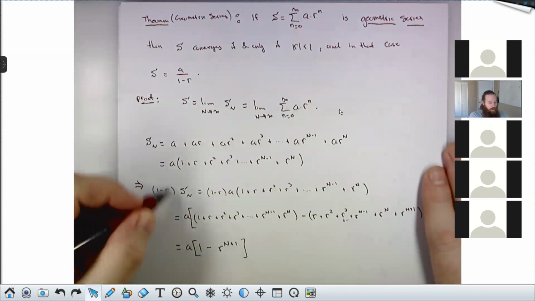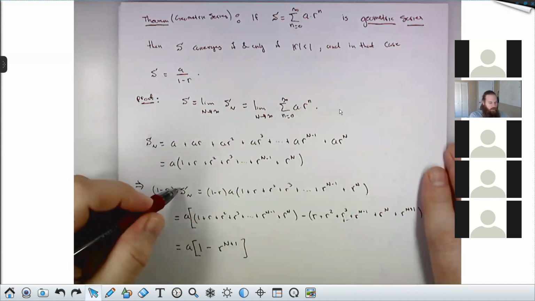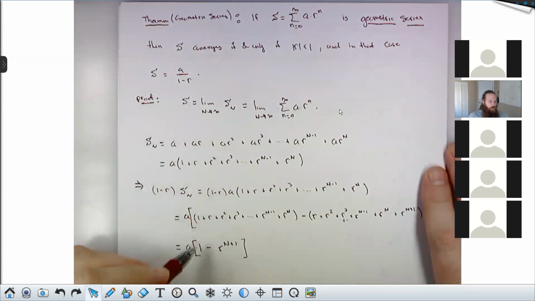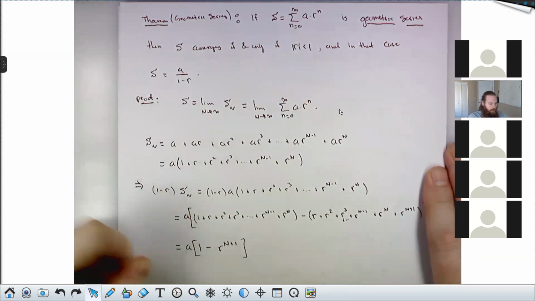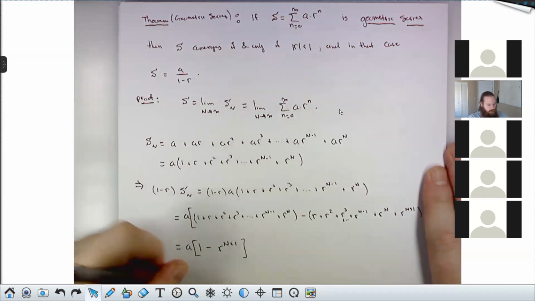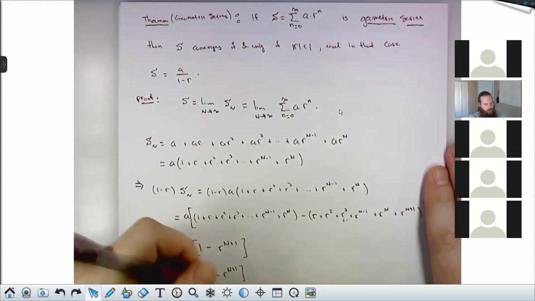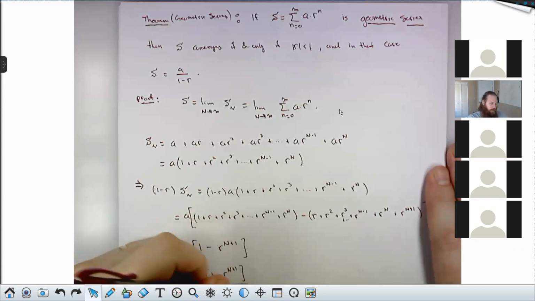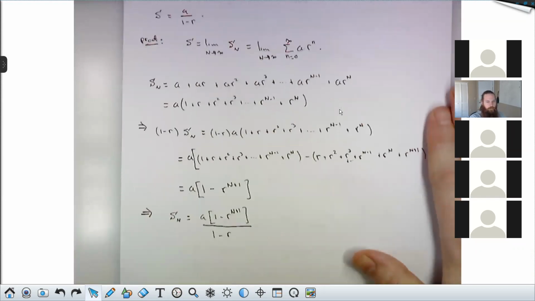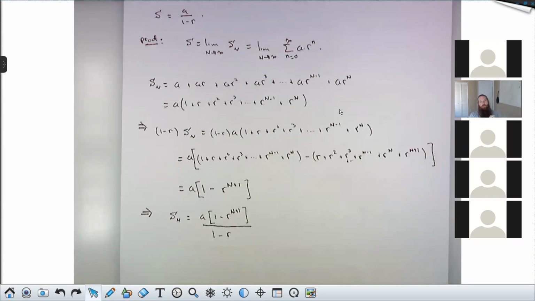So I have 1 minus r times Sn equals a times 1 minus r to the n plus 1. Now I can divide back over by my 1 minus r and get a nice formula for Sn. Sn is a times 1 minus r to the n plus 1, all divided by 1 minus r. This is the formula for the partial sum of a geometric series.